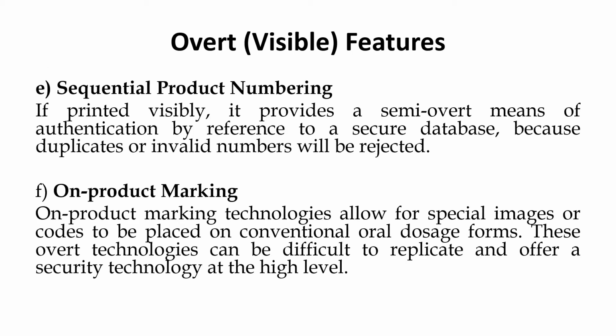Another feature is the sequential product numbering. What is sequential product numbering? It simply means you are numbering the product, you are tracking the product in such a way. If printed visibly, it provides a semi-overt means of authentication by reference to a secure database, because duplicates or invalid numbers will be rejected. So again, you can see that the technology can be visualized by inverting the image and connecting it to a database so that it can be authenticated.